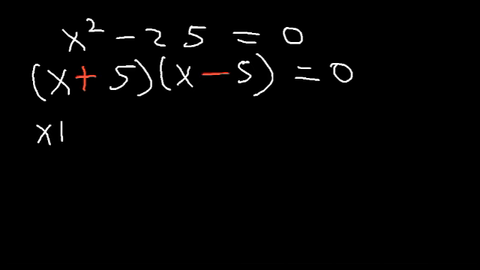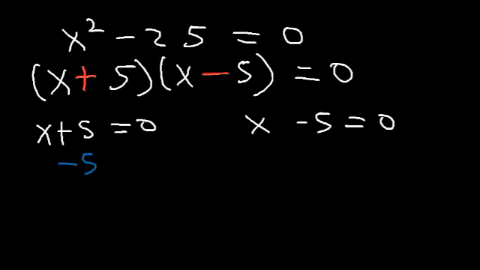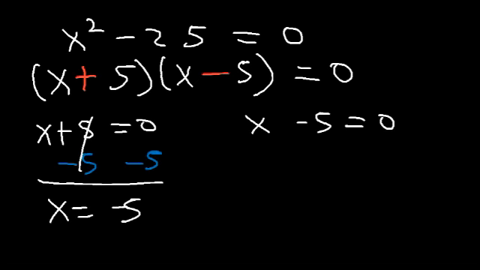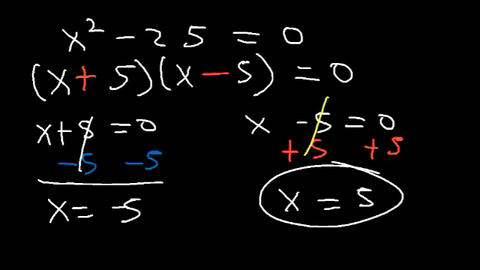Now you need to set each factor equal to 0. So for the first one, if you subtract both sides by 5, you'll see that x is equal to negative 5. And for the second expression, if you add 5 to both sides, you'll see that x can also be equal to positive 5.